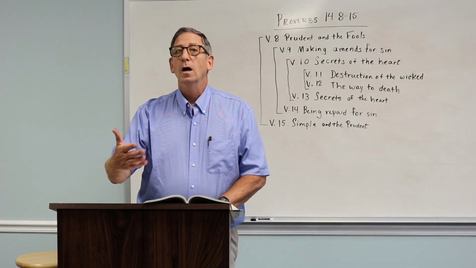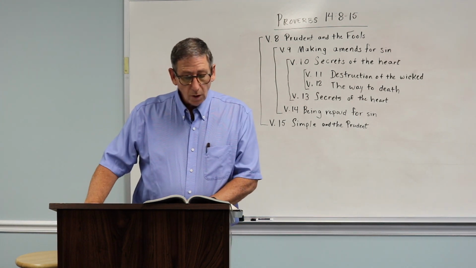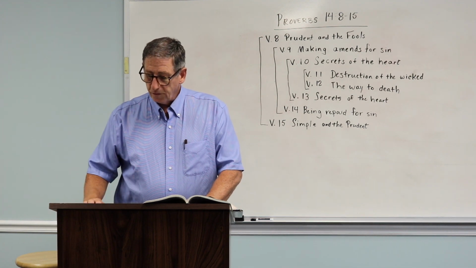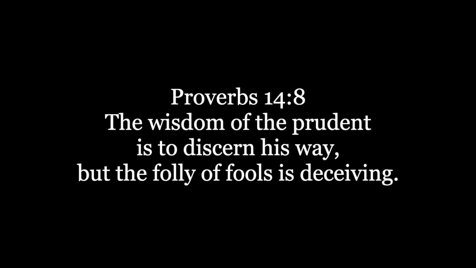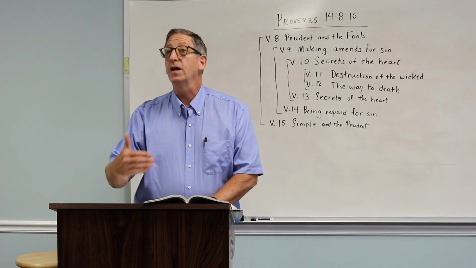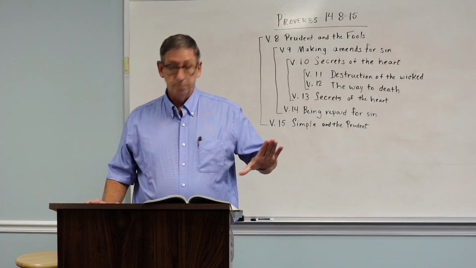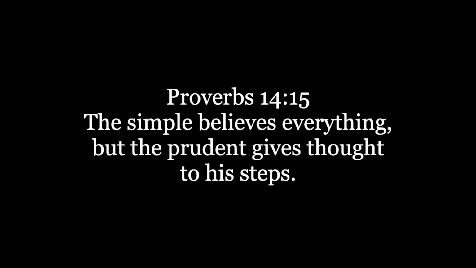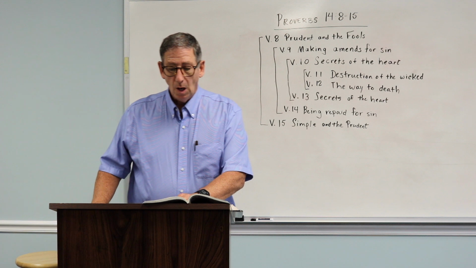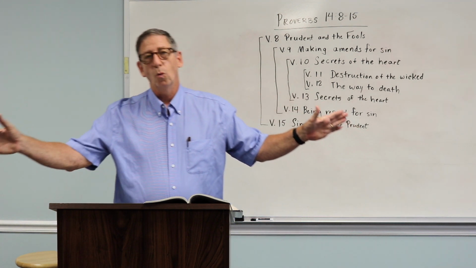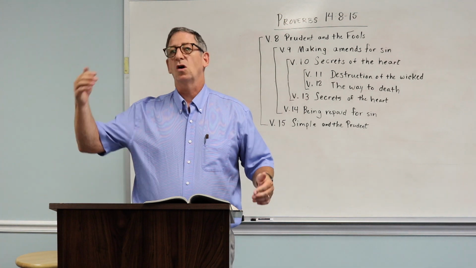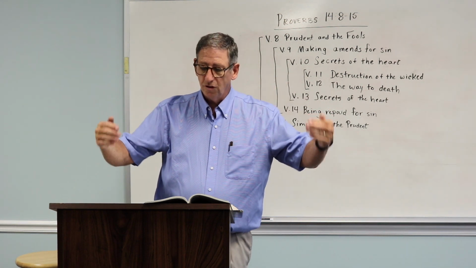So as we go through Proverbs 14, we'll start off this way. Verse 8: the wisdom of the prudent is to discern his way, but the folly of fools is deceiving. And in verse 15, that thought is continued. The simple, or naive, or gullible, believes everything, but the prudent gives thought to his steps. What Solomon is doing here is making a distinction between the ways of the wise, the ways of the prudent, and the ways of the foolish. He's talking about the difference: discerning versus deceit.